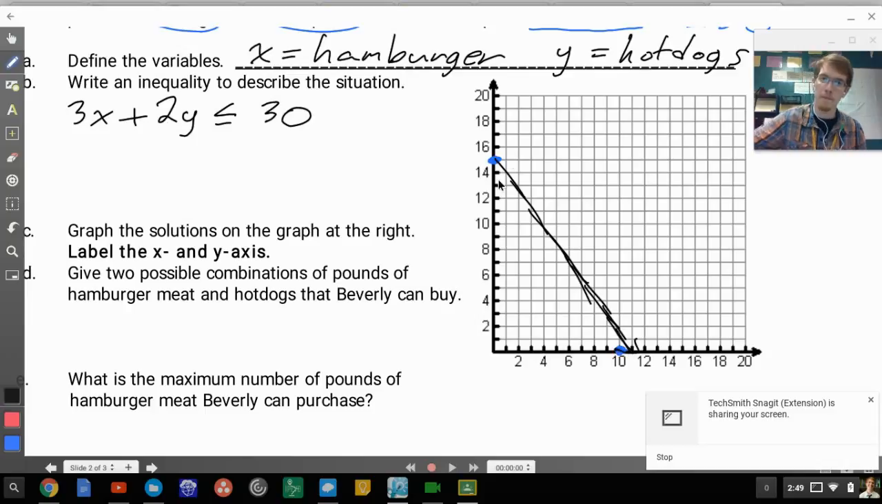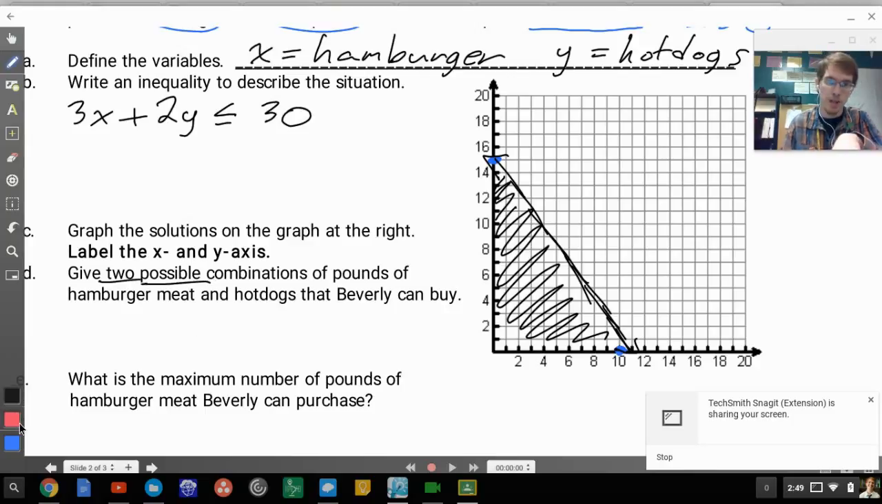Okay. With your straight edge, you can get it perfect, just about. All right, so if I picked, oh, wait a second, it is less than, so it's going to be shaded underneath here. All right, so give two possible combinations. So I'm going to be kind of careful. I'm not going to pick any that are close to the line because I want to make sure they're actually in the shaded area. But let's say, I don't know, you could pick a bunch of these, but 3, 4.